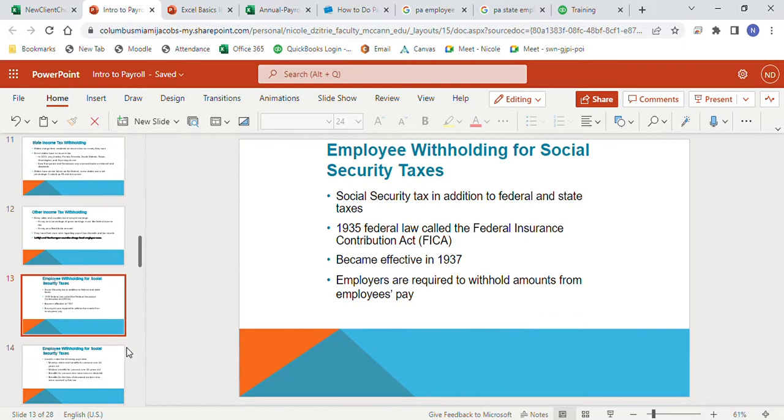The next one is Social Security tax. We have two of those, OASDI and HI. Social Security tax started in 1935. They had a federal law that said, you know what, we need the common worker to start to contribute to the elderly and their benefits. And it actually became effective in 1937.